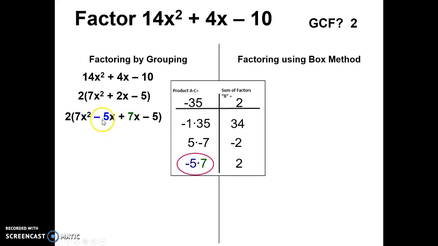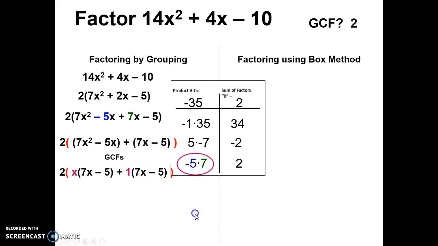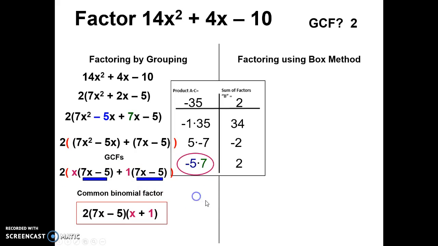Okay, so I'm replacing 2x with the negative 5x plus 7x. I'm going to factor by grouping. Group the first two terms, group the second two terms. Take out your GCFs in both of those groups. GCF here is x. The only GCF here is 1, but go ahead and factor it out. Did we create a common binomial factor? Yes, we did. So factor it out, and what goes in the other set of parentheses is your x plus 1. Double check your answer with FOIL, redistribute the 2, you'll get back to your original.